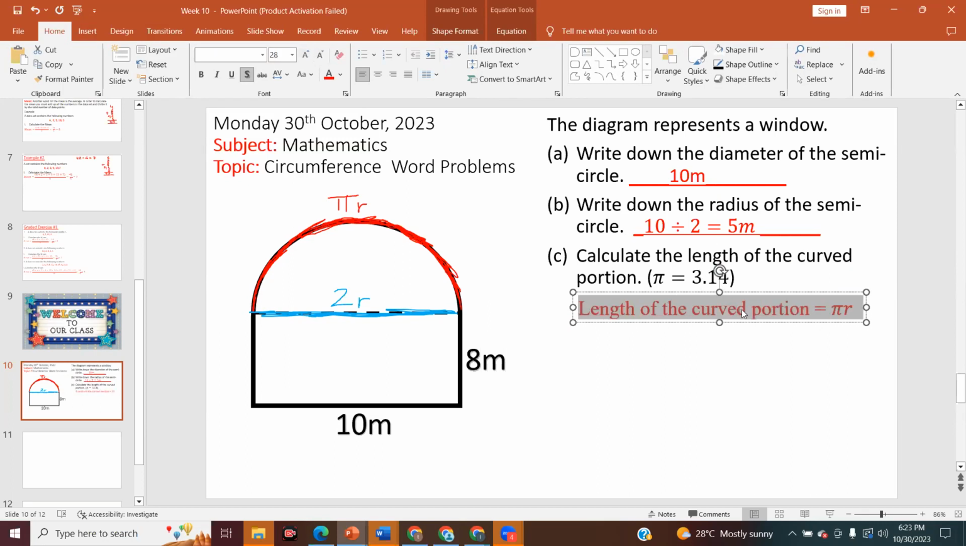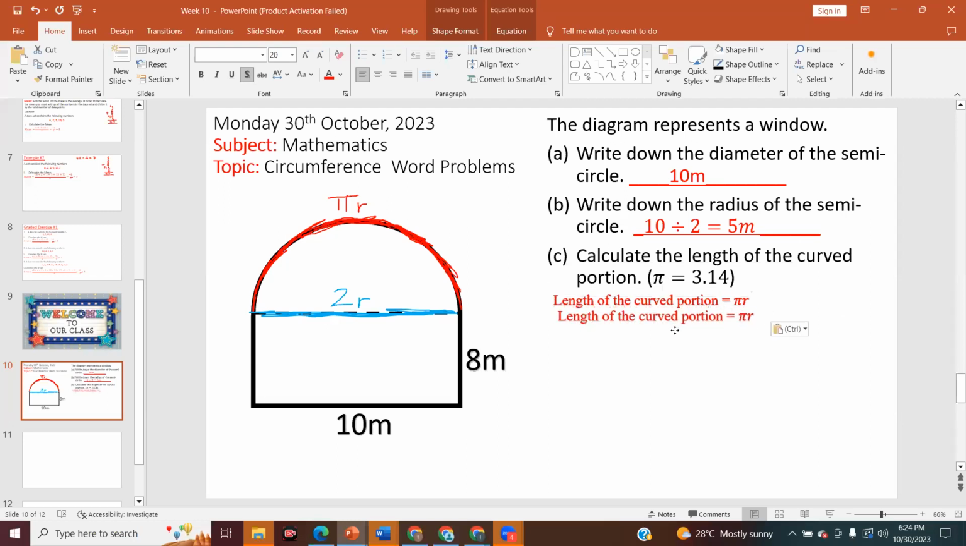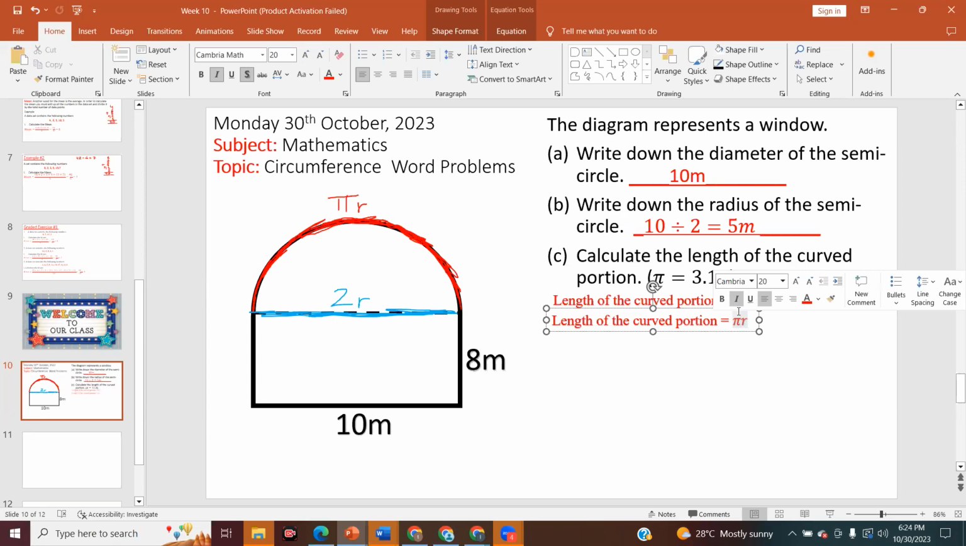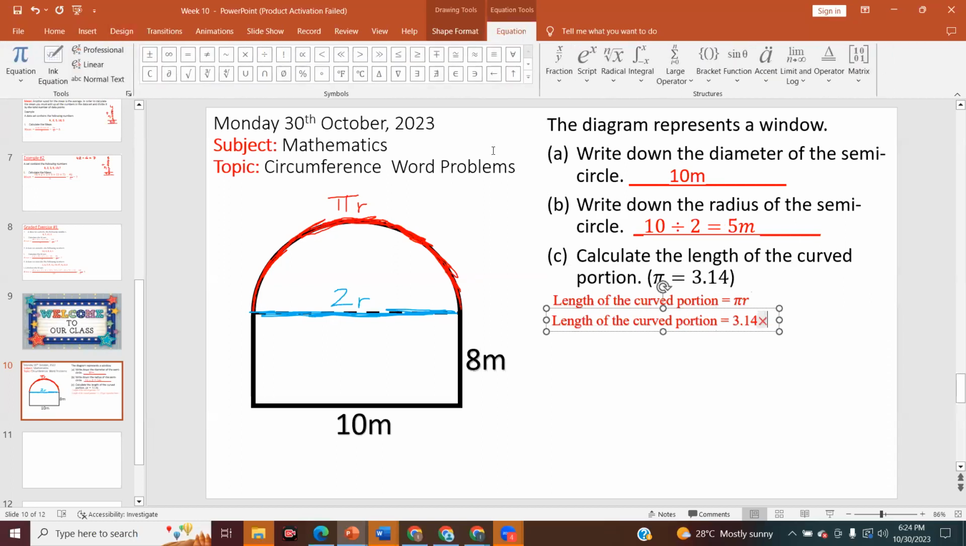Now, what is pi in this question? Pi is equal to what? 3.14. And what is the radius, by the way? What do we say the radius was? 5 or 10? The radius is 5 meters. Very good, 5 meters.